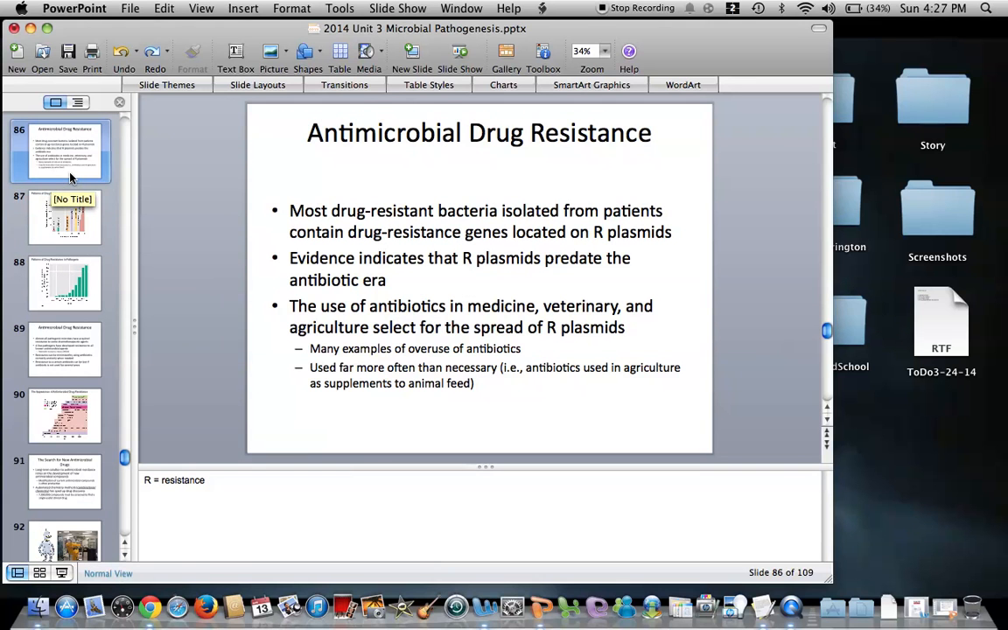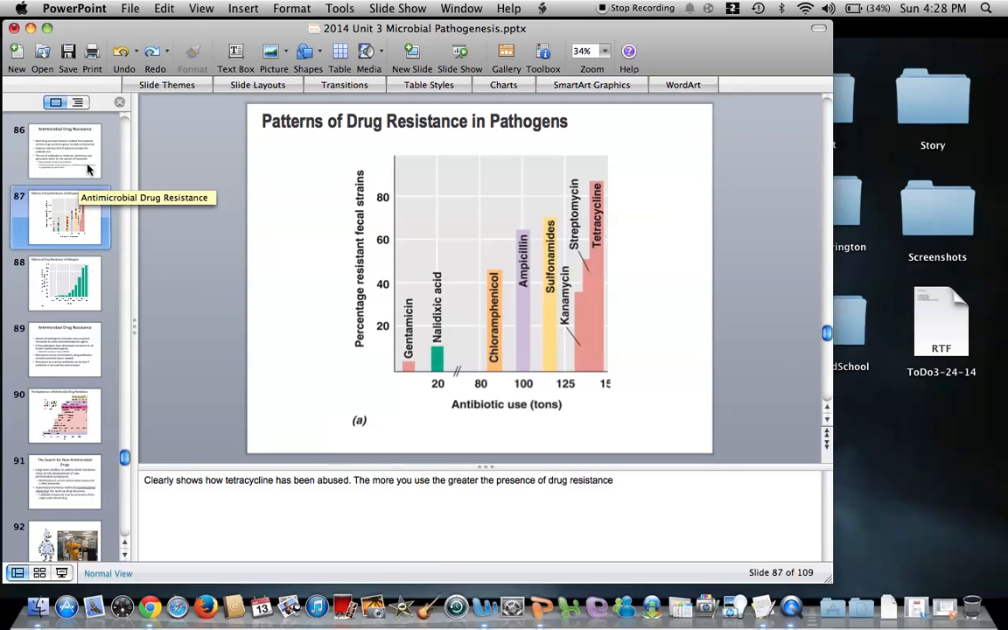More drug resistance. Most are isolated from patients on R plasmids, and R plasmids predate the antibiotic era, so they've been around for a long time. The use in agriculture, and in medicine and veterinary offices, explains why the R plasmids are all over the place now. Currently, we overuse antibiotics for agriculture and stuff.